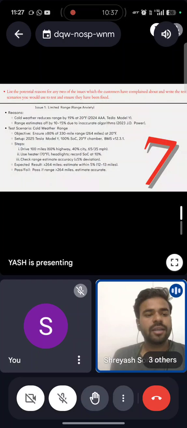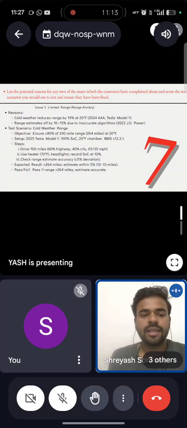Test scenario: cold weather range. Objective: ensure the range is greater than or equal to 80% of 330 miles, that is 264 miles, at 20 degrees Fahrenheit. Setup: 2025 Tesla Model Y, 100% SoC, 20-degree chamber, BMS V12 3.1. Steps: drive 100 miles, 60% highway, 40% city, at 65 to 35 miles per hour. Use heater at 70 degrees, fan, headlights, and record SoC at 10 degrees.